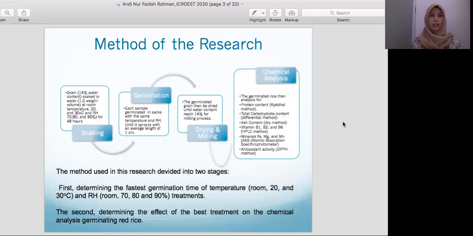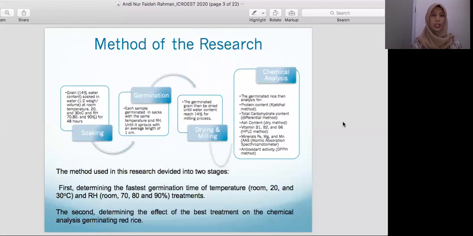Method of this research. The method used in this research is divided into 2 stages. First, determining the fastest germination time at temperatures of 20 and 30 degrees Celsius and room temperature, and relative humidity of 70, 80, and 90% treatments. The second one is to determine the effect of the best treatment on the chemical analysis of germinated red rice. This research is divided into 4 steps.